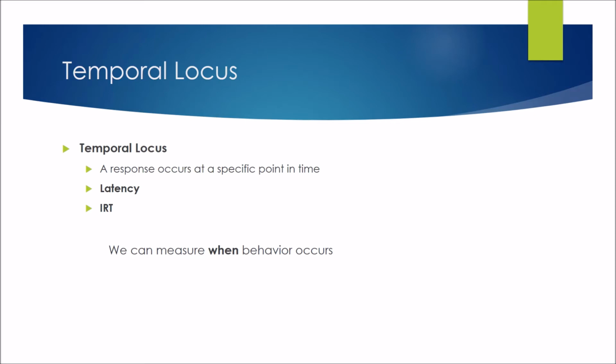A response occurs at a specific point in time in relation to preceding environmental events. Thus, one of the fundamental properties of a single response is temporal locus. The dimensional quantity associated with temporal locus is latency. When we refer to temporal locus, think we can measure when behavior occurs.